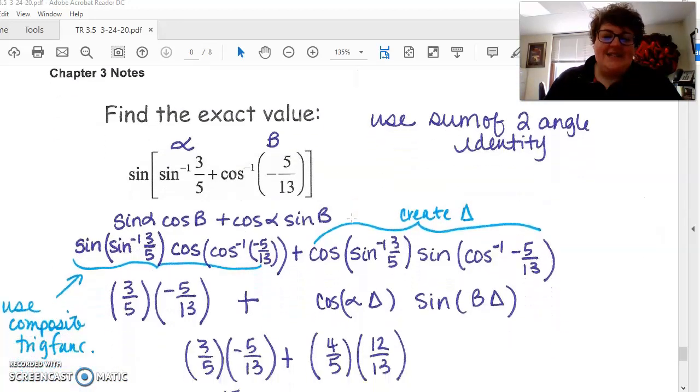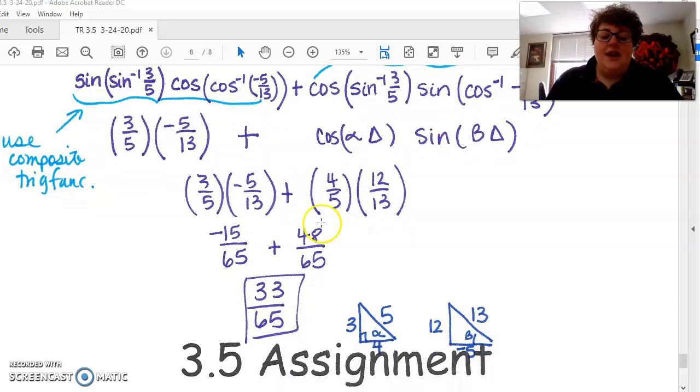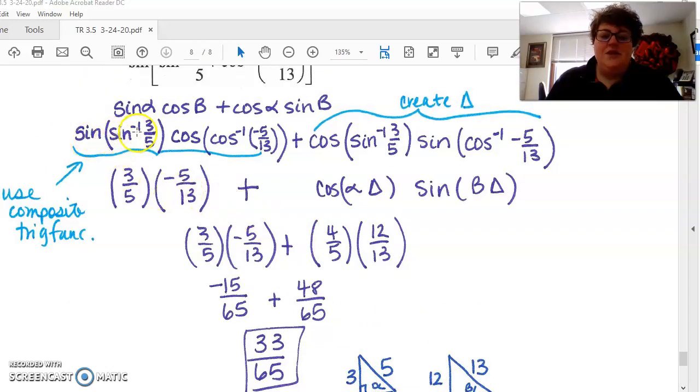Okay, so this last one is kind of just applying some things. So using the sum of two angle identities. So remember that inverses are angles. So this first part, the inverse sine of 3/5 is just an angle alpha. The inverse cosine of -5/13 is just an angle beta. And so we can create triangles from those. They're right down here below. And then we can use our trig function.